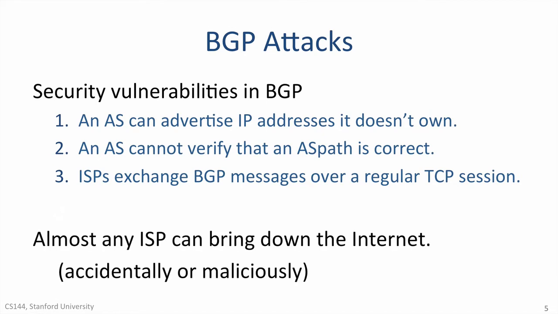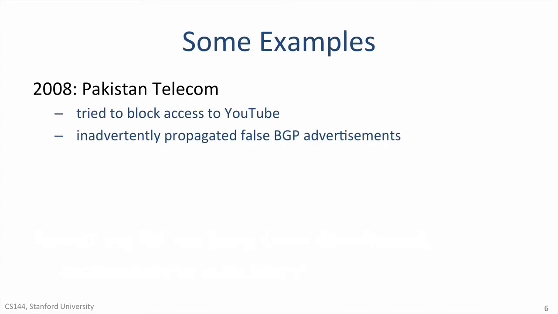One thing that is very surprising to many people is that, even today, almost any ISP can bring down the internet by advertising bad routes, either accidentally or maliciously. Let's look at some famous cases of when BGP problems caused huge problems in the internet.